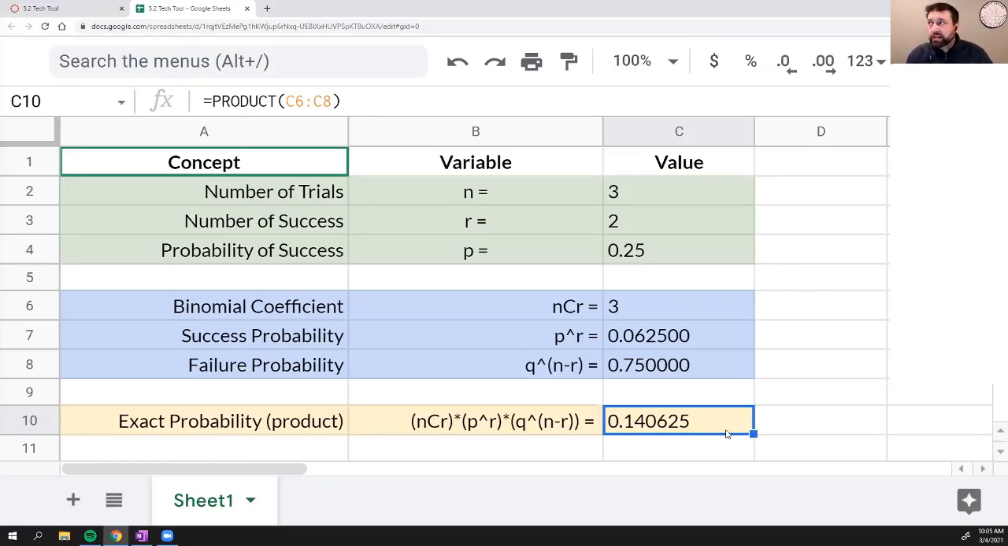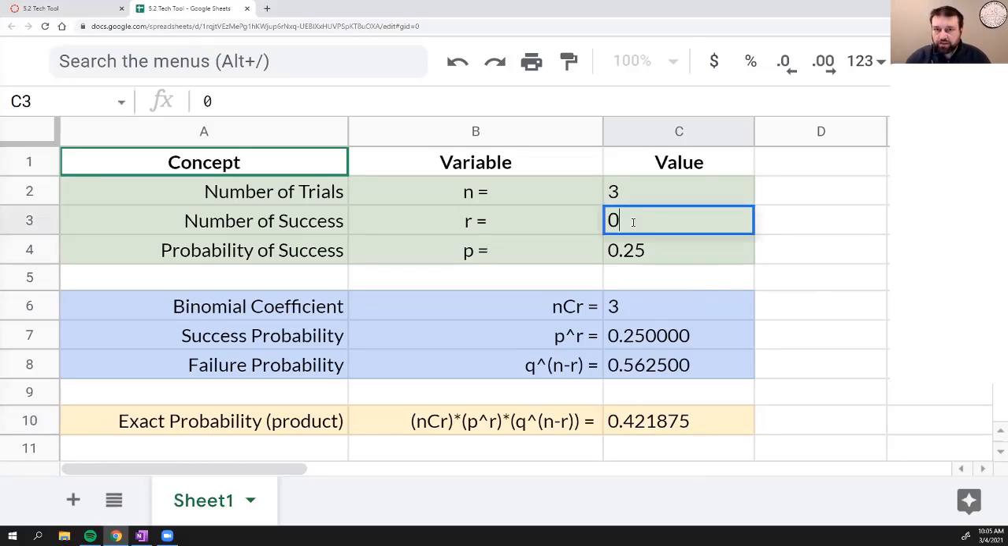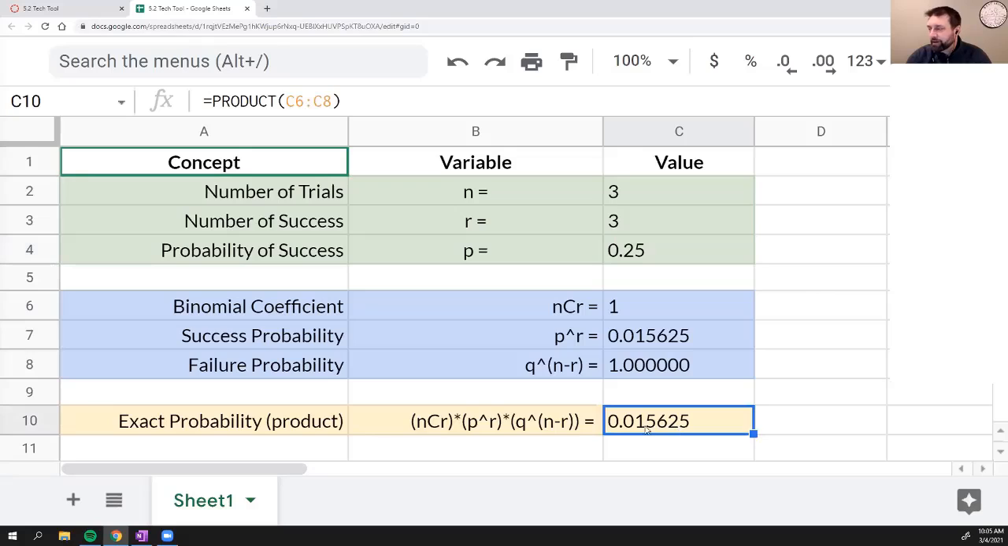What about getting exactly 1 correct? Well, we would change the 2 to a 1. And so the probability of you getting exactly 1 question correct is 42%. What about getting them all wrong? What's the probability of getting them all wrong? None of them correct. 42%. What's the probability of getting them all right? Not very good. It looks like 1.5, 1.6%.